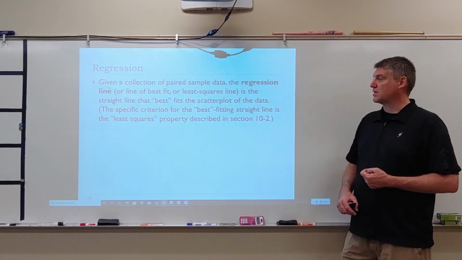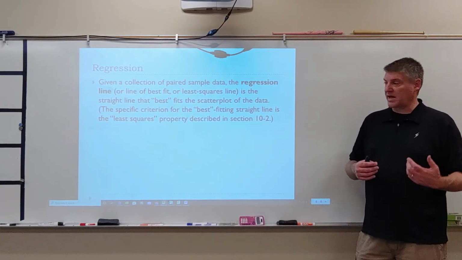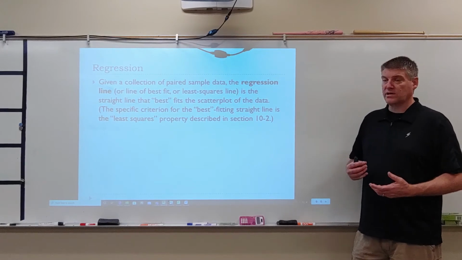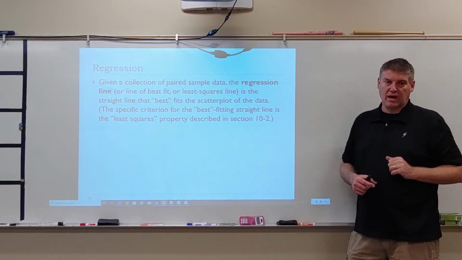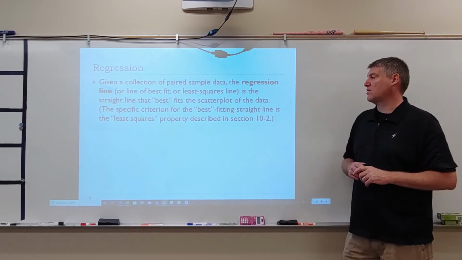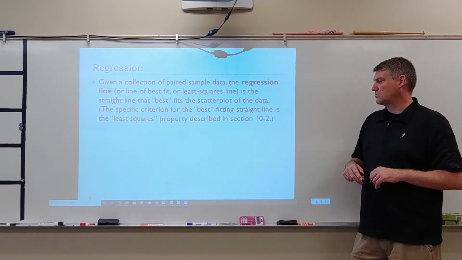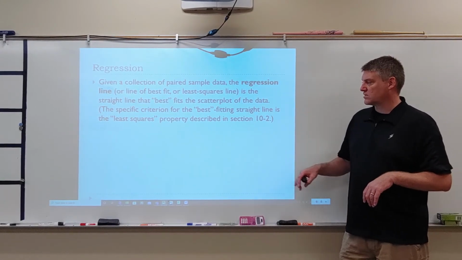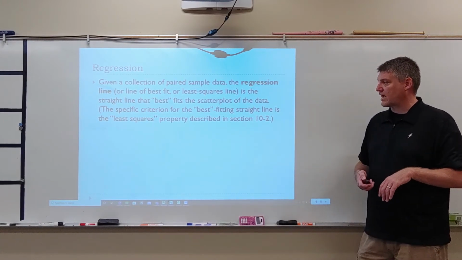Okay, so regression. Given a collection of paired sample data, the regression line, or line of best fit, or least squares line, because this is talking about the distance from point to line, is the straight line that best fits the scatter plot of the data. The specific criterion for the best fitting straight line is the least squares property described in section 10.2. We'll get to that later.